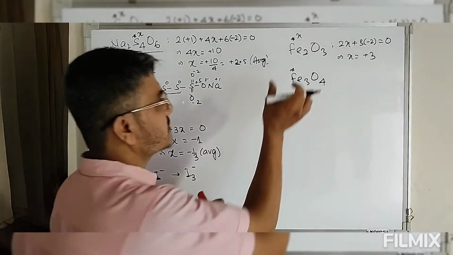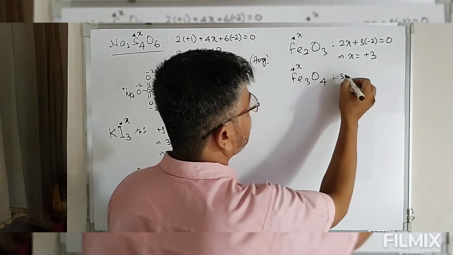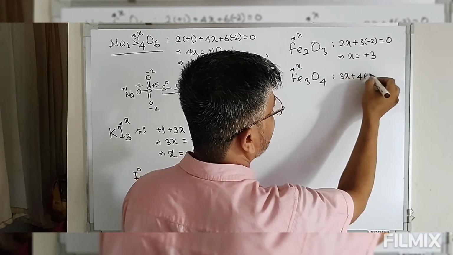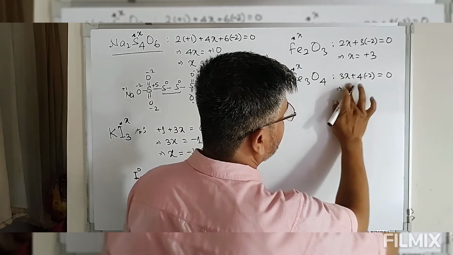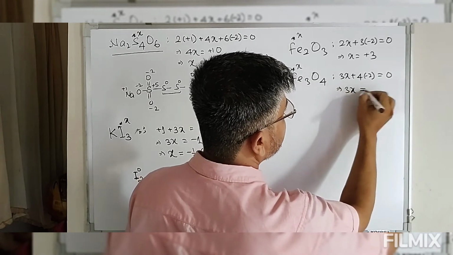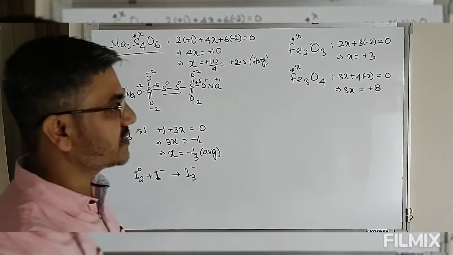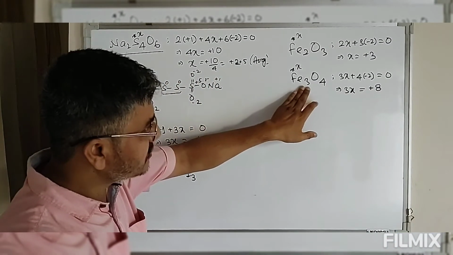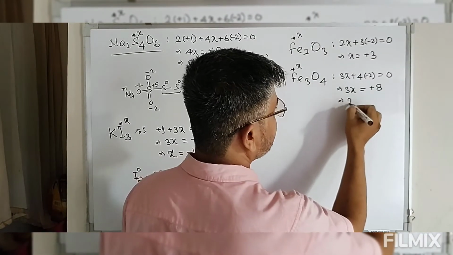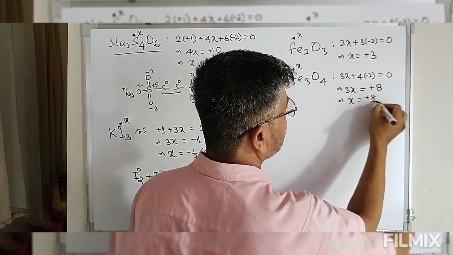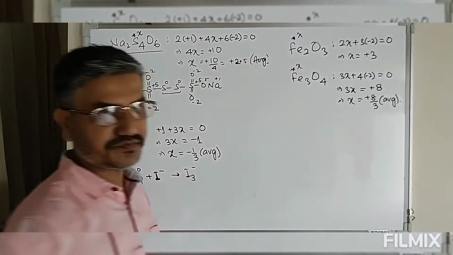Fe3O4, oxidation state of iron. Let's suppose this is X, so 3 times X plus 4 times minus 2 is equal to 0. So 3x is equal to plus 8. That means the summation of the oxidation states of the 3 iron atoms present here is plus 8. So if we take the average, the average oxidation state is plus 8 by 3. This is nothing but the average oxidation state.